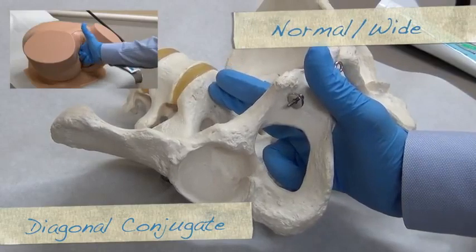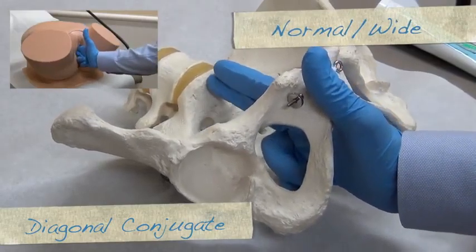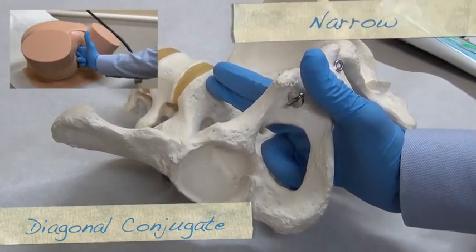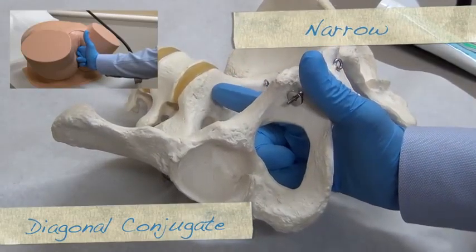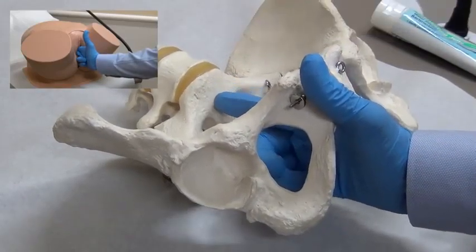For a normal or wide AP diameter, the sacral promontory will not be reached. For a narrow AP diameter, the sacral promontory will be reached with the middle or even the index finger.